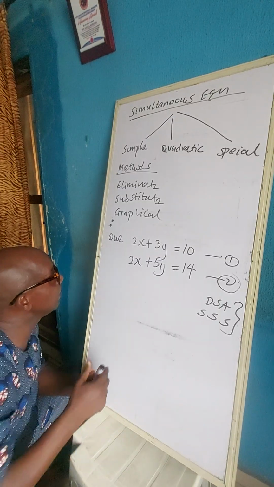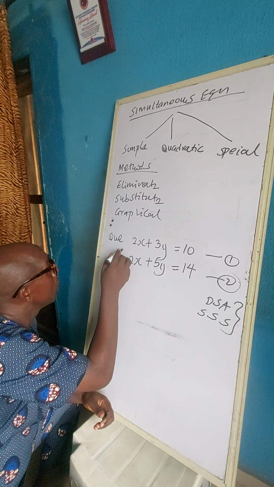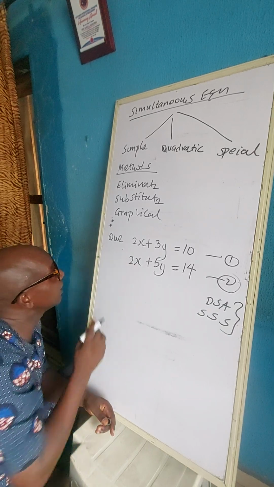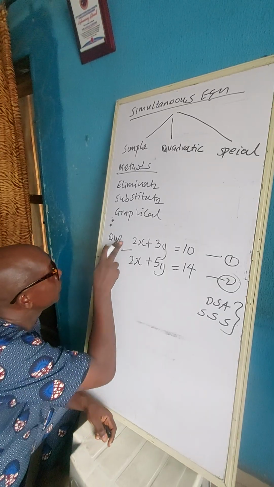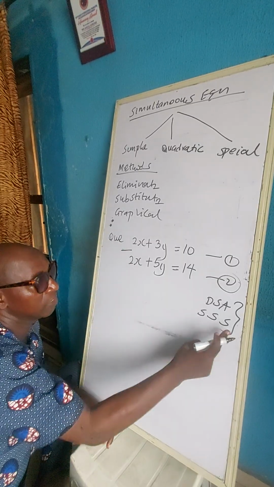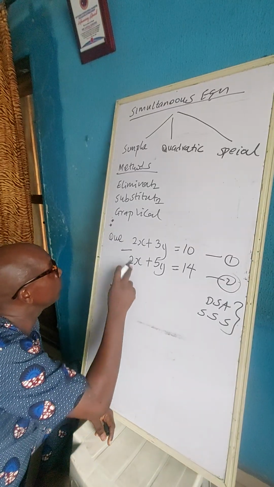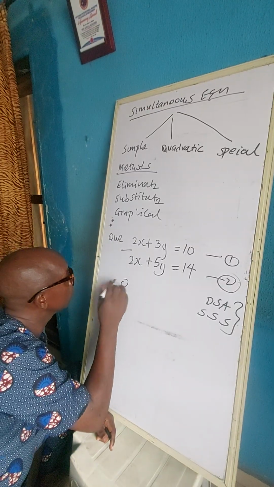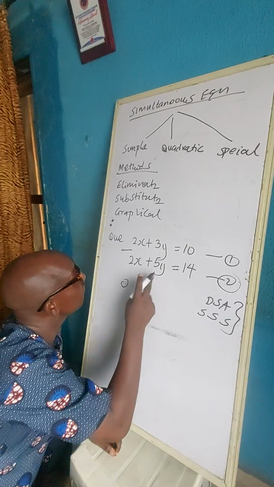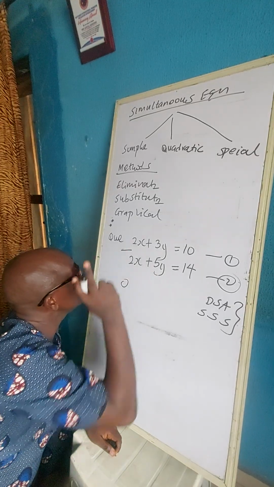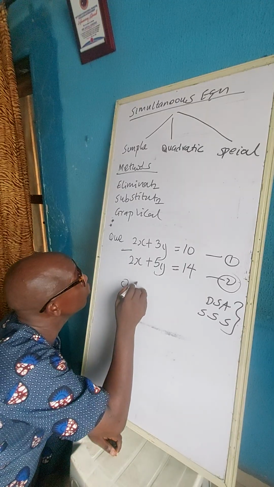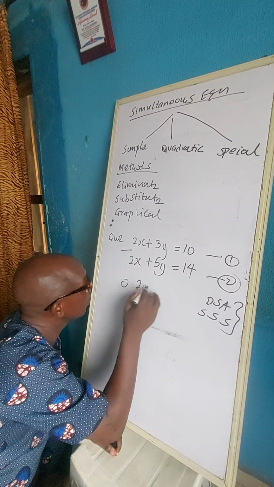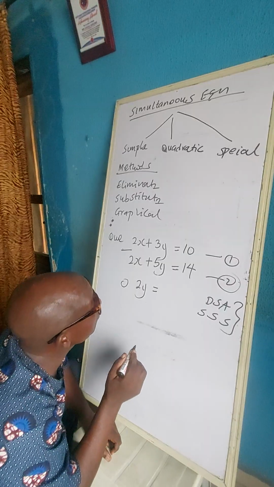Let's go. Different sign, same sign, subtraction. Same sign: plus 2, plus 2, same sign, subtraction. We need to subtract. 2x minus 2x is 0. 5y minus 3y, that's 2y equal to 14 minus 10.